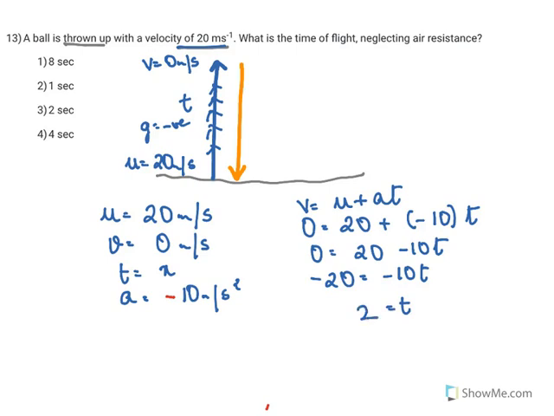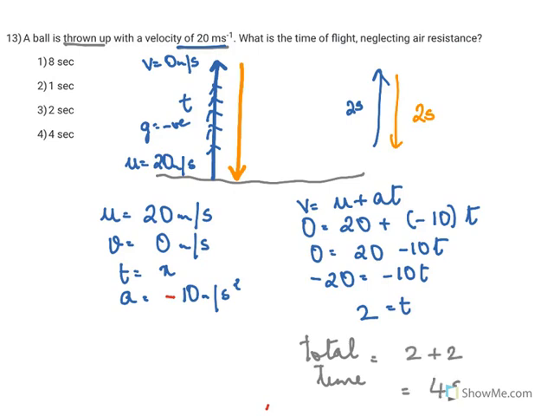Now to go up it takes 2 seconds, and to come down it will also take 2 seconds. So the total time of the journey will be 2 plus 2, and that is 4 seconds. So your correct answer is 4 seconds. Not 2 seconds. 2 seconds is one way. It goes up and comes back. So 2 plus 2, 4.